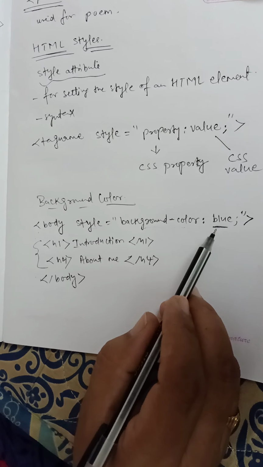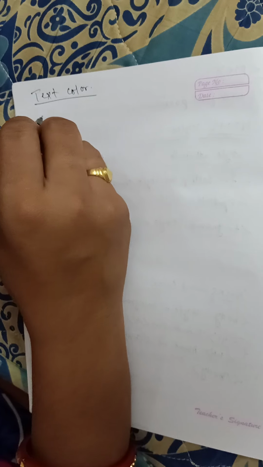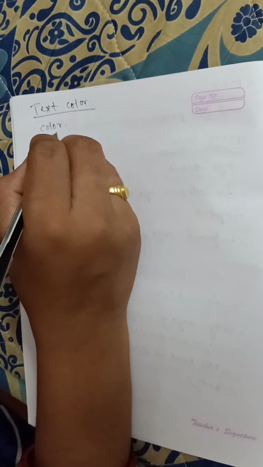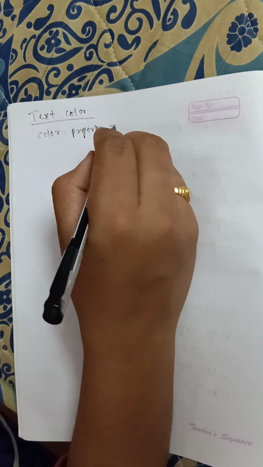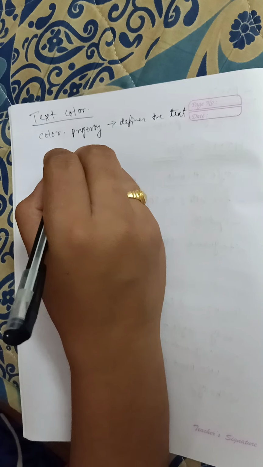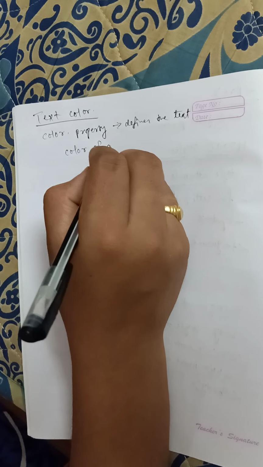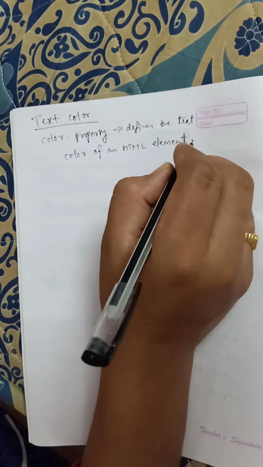Similarly, suppose I want to go for the text color. Let me go to the next page. So when we want to set the text color, the CSS color property is used. This property defines the text color of an HTML element.